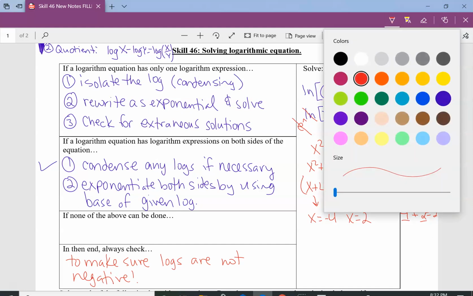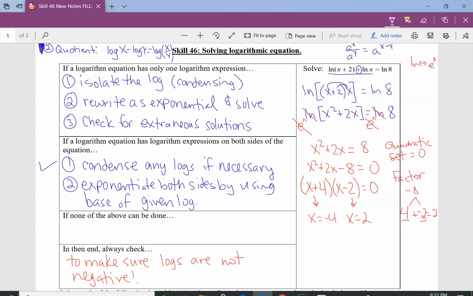So what I'm going to do is go back to my original equation. I'm going to pick a different color here. Let's use pink. I want to check to make sure that x plus 2 and x don't become negative numbers when I plug in these solutions. Well, if I plug in x equals -4, I can see that this log right here becomes a negative number. So that is out. If I plug in positive 2, 2 plus 2 makes 4, so that's good. 2 is already positive. So x equals 2 is our valid solution, okay?